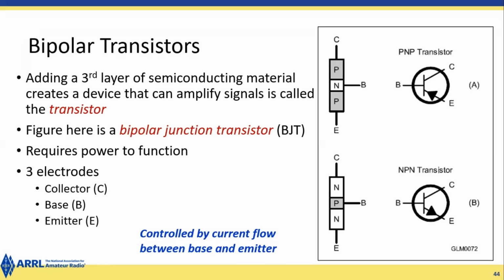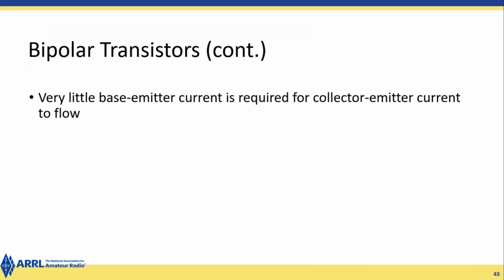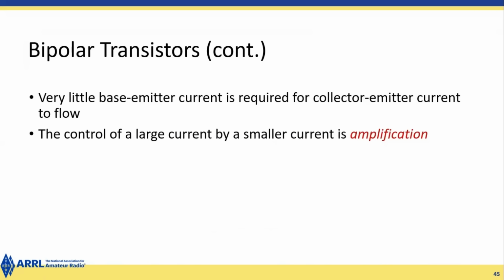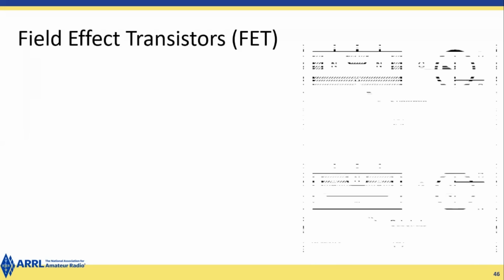They're controlled by the current flow between the base and the emitter. Very little base emitter current is required for collector emitter current to flow. The control of large current by smaller current is called amplification. The ratio of collector emitter current to base emitter current is called current gain. Current gain for DC signals is abbreviated with beta. Current gain for AC signals is HFE.